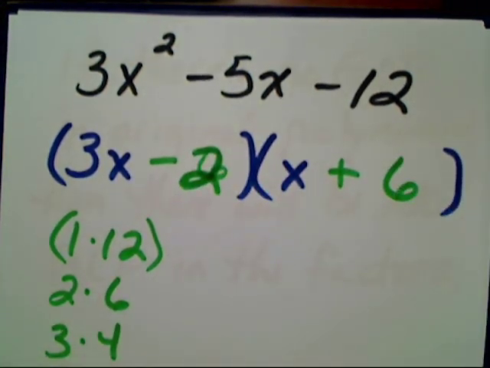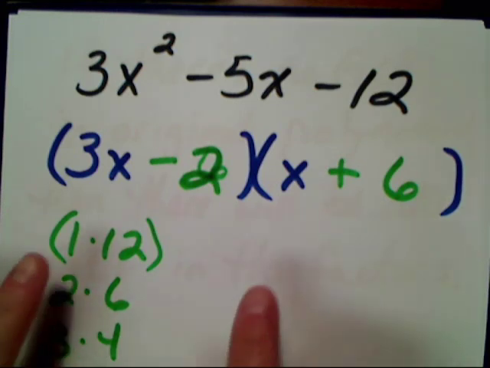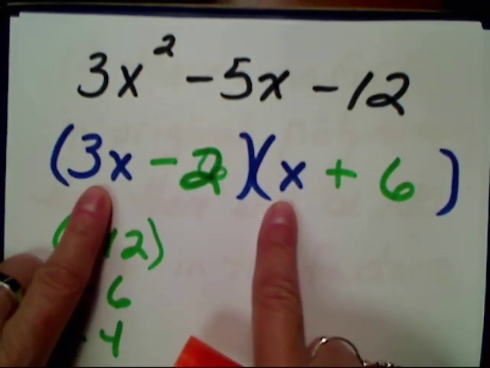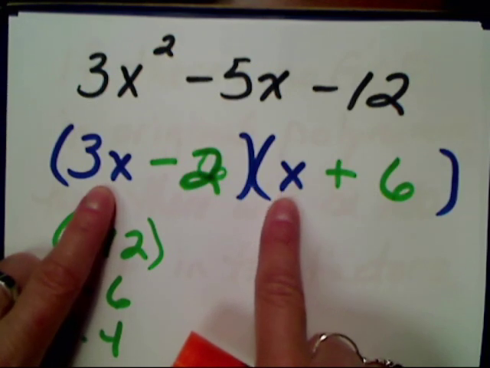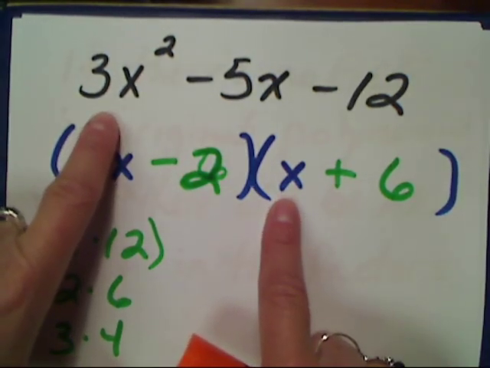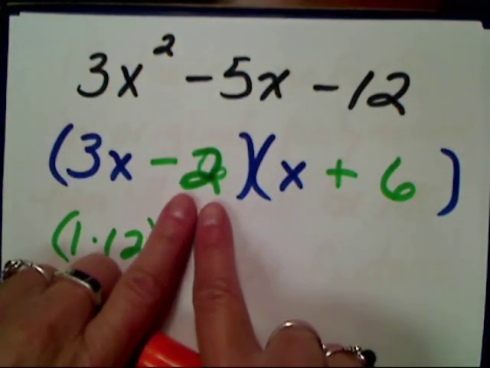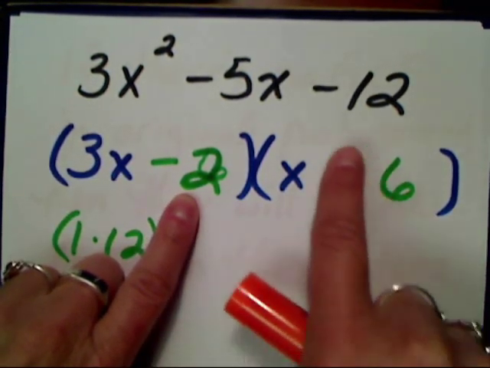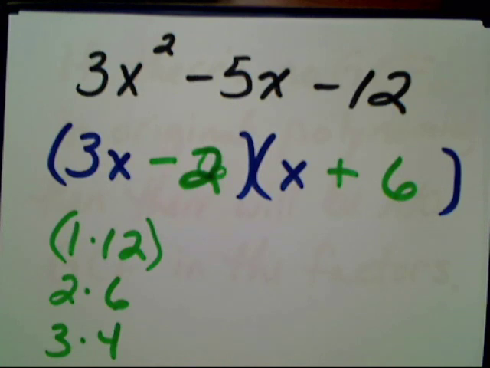And now I FOIL to check. Once again, I don't have to do the F of FOIL because I put 3x and x in there to get me 3x squared. I don't have to do the L of FOIL because I chose a -2 and a 6 to get me the -12. I just need to check outside and inside.